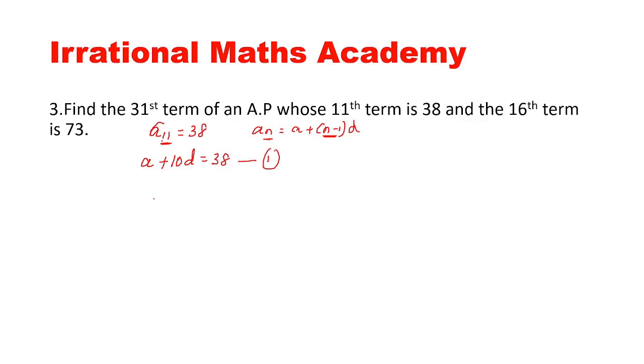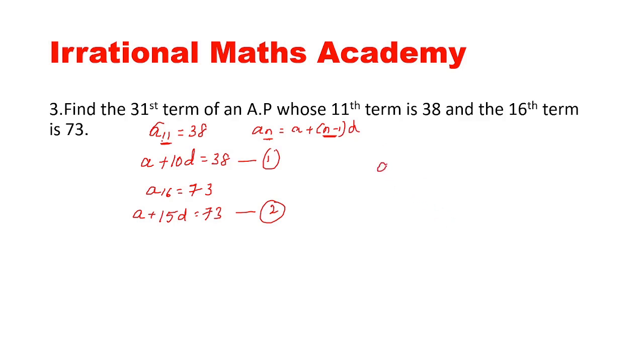Next, what they give is the 16th term. A16 equals 73. 16 is there, right? So A plus N minus 1, here 16 minus 1 is 15, D equals 73. This is my equation 2. Let me solve, because we have two linear equations in two variables. We'll solve it and we'll get the A and D values.